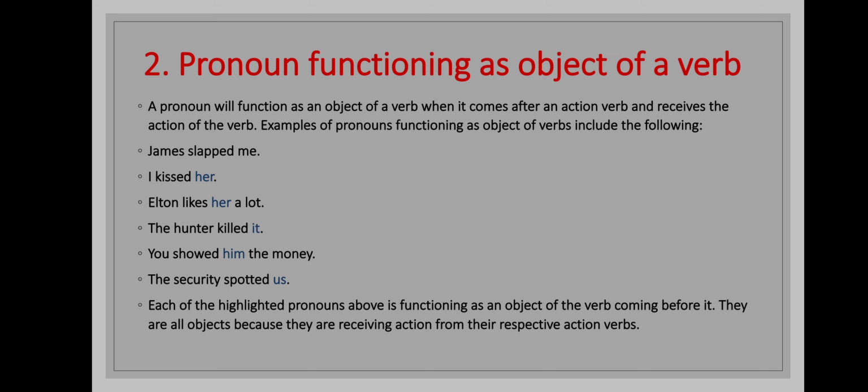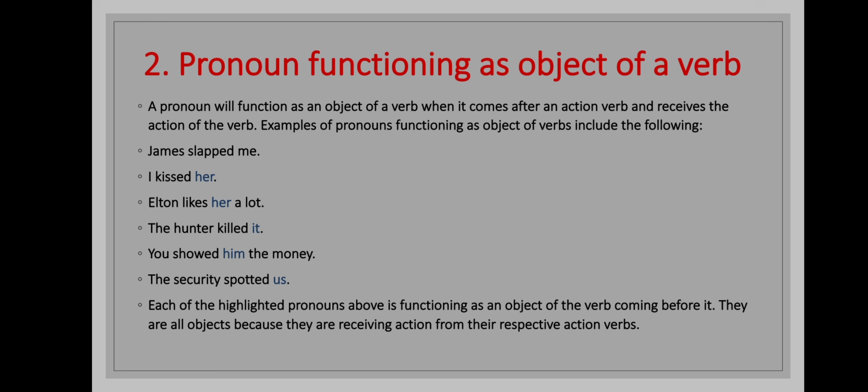Second one is functioning as object of a verb. As you know, object. What is the object in this sentence? So let's get started. A pronoun will function as an object of a verb when it comes after an action verb and receives the action of the verb. It comes after the action verb and receives the action of the verb.